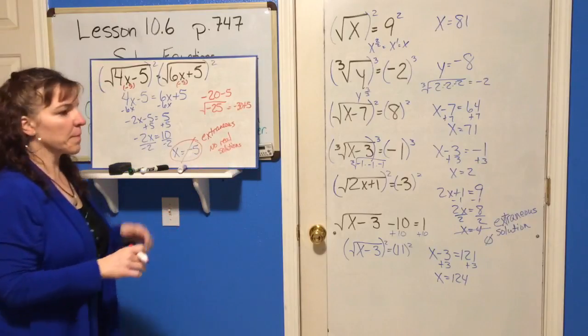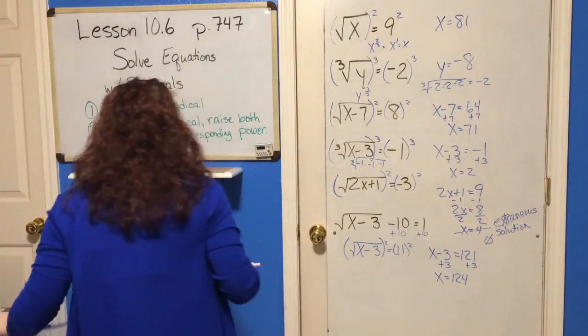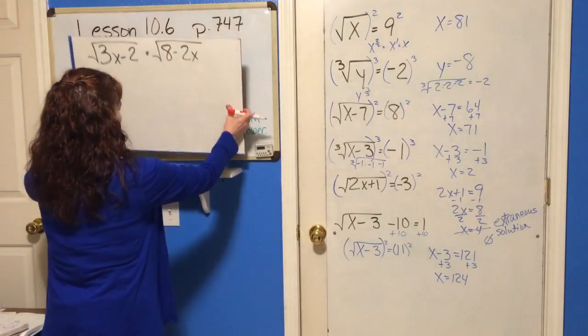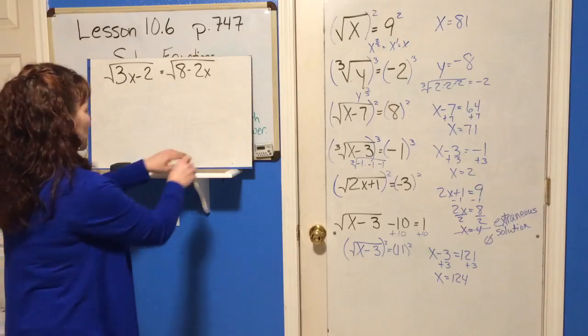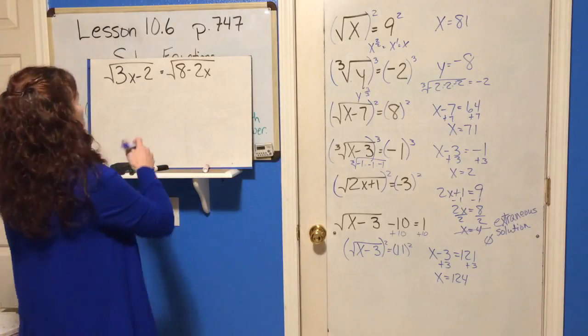All right, here we go. One more. Square root of 3x minus 2 equals the square root of 8 minus 2x. Same thing we just did, a little bit different, but the same type of thing. So see if you can do it. Do it real quick on your paper. See if you can beat me.